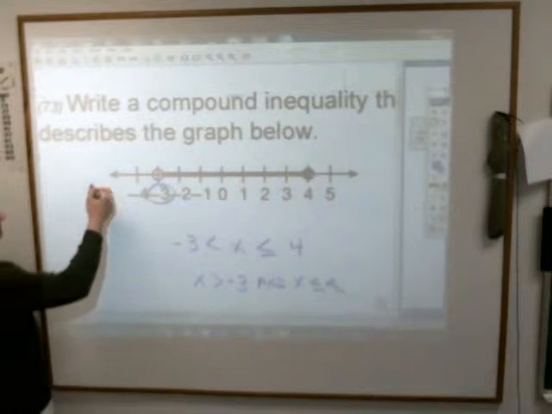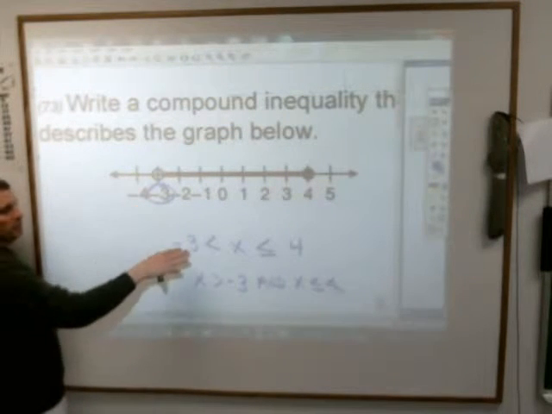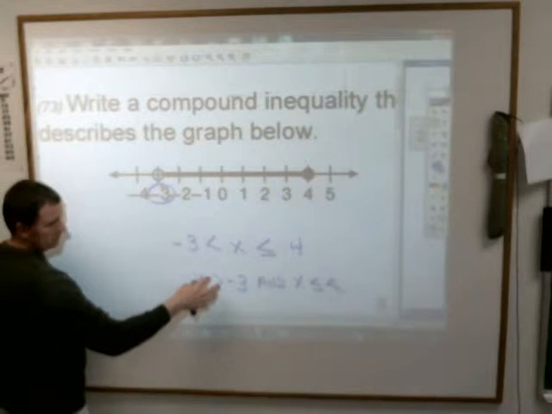Now, if they shoot off in opposite directions, then it's an or problem, and there's no way to write it together with an or line. You have to write it out: this or that.